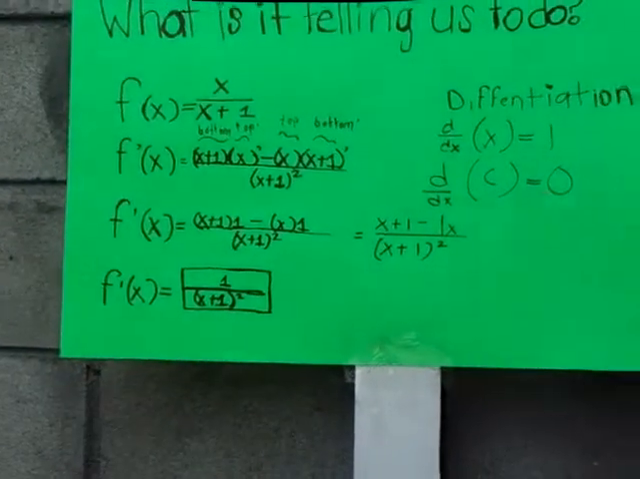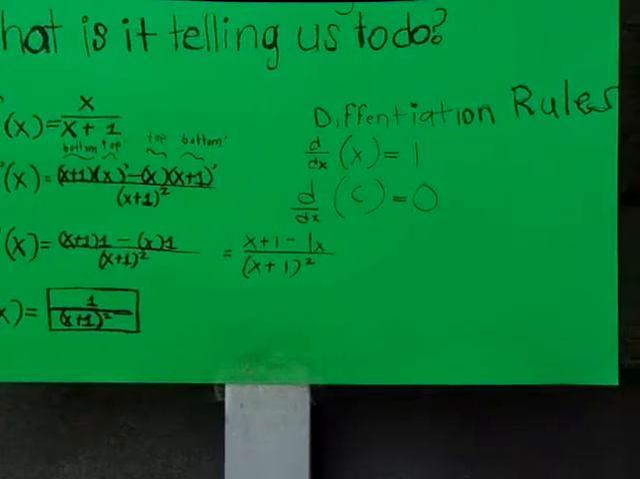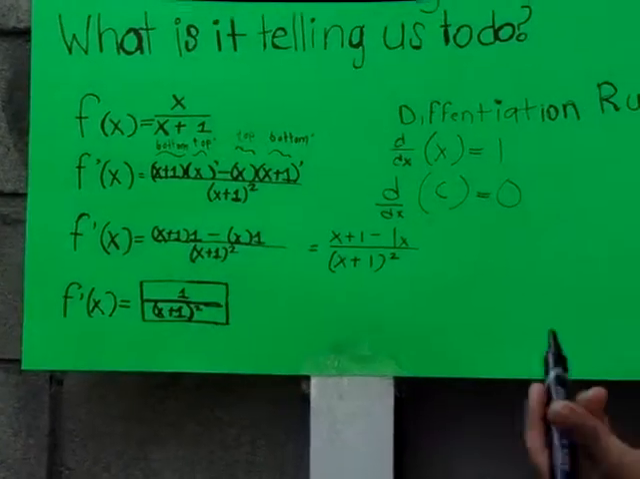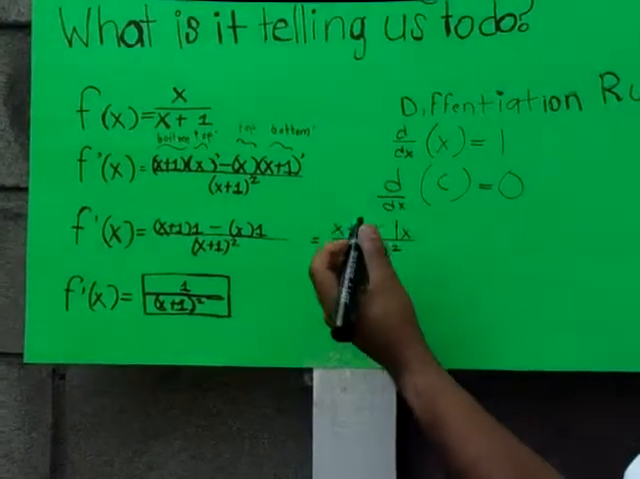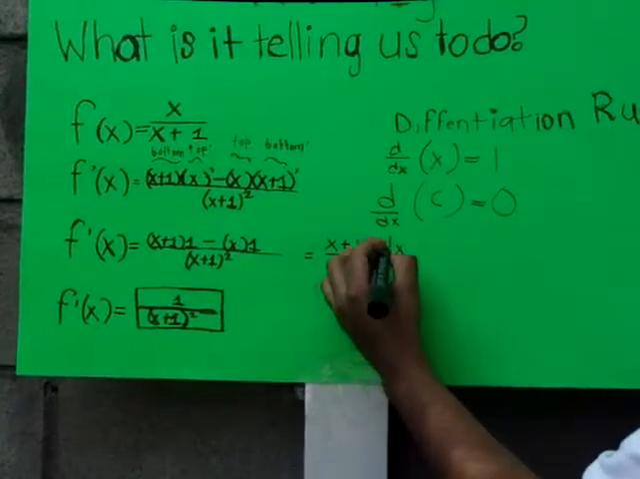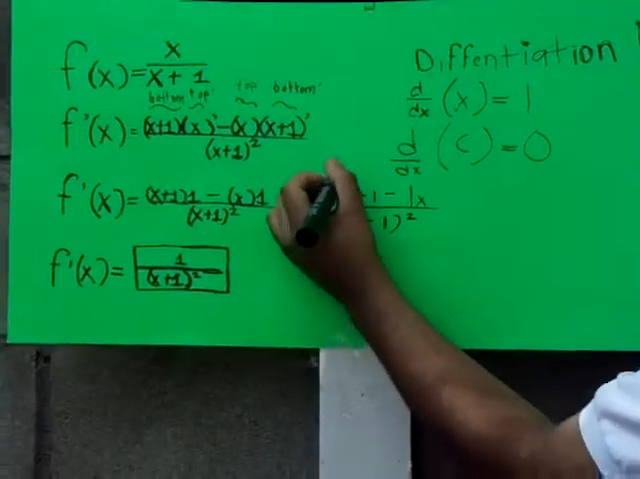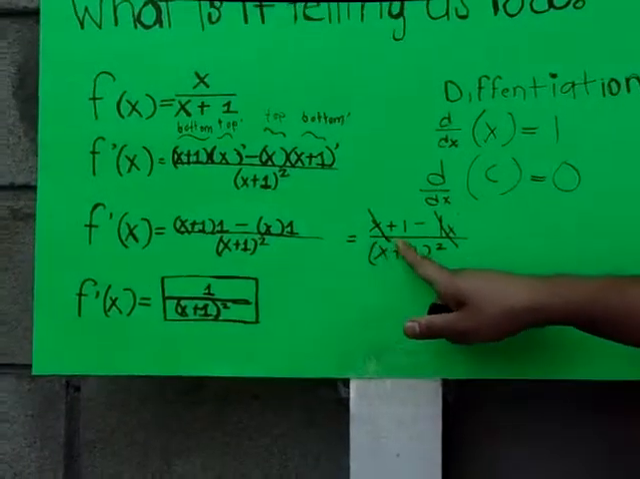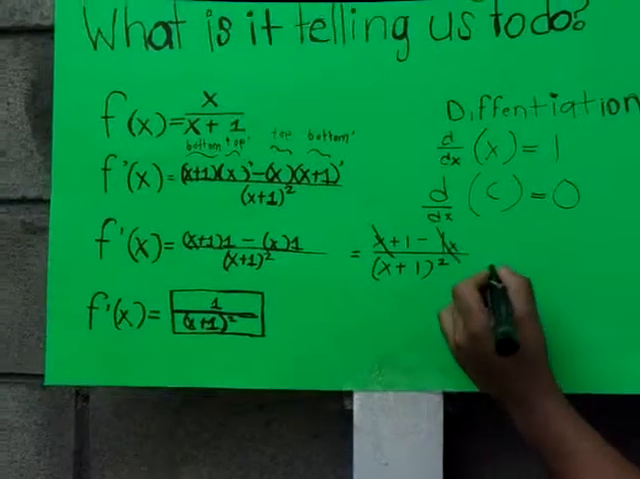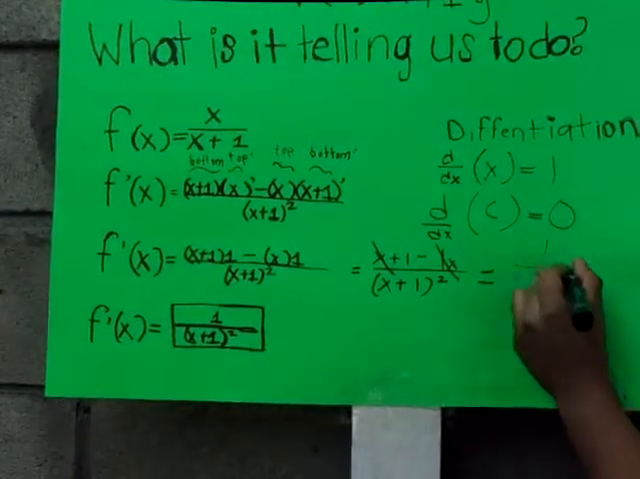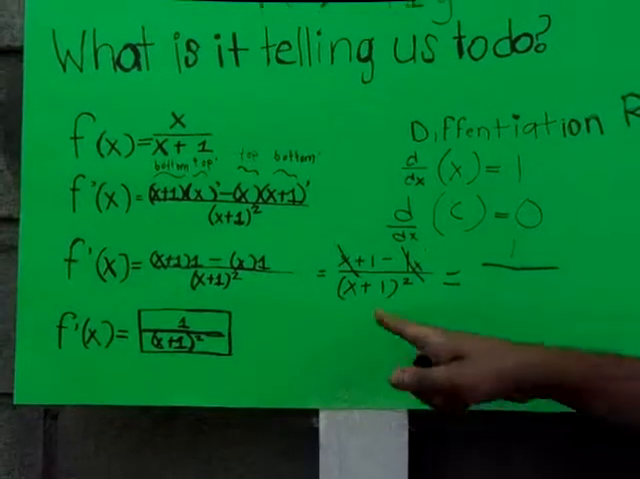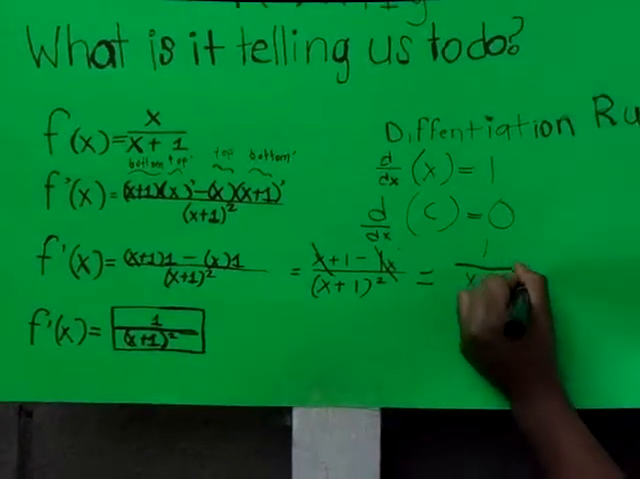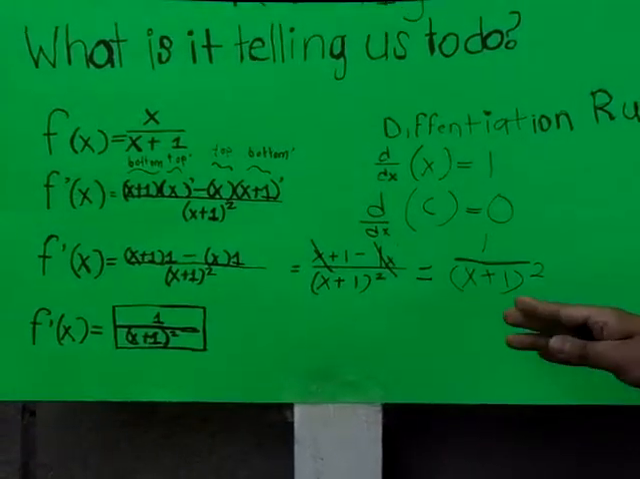Now, all this is over here. What happens now that we have this? We use collecting like terms that you all should know. Here we have x minus 1x. As you know, we can cancel these. All is canceled. So we have 1 on the top, 1 over x plus 1 to the second power. That's our answer.